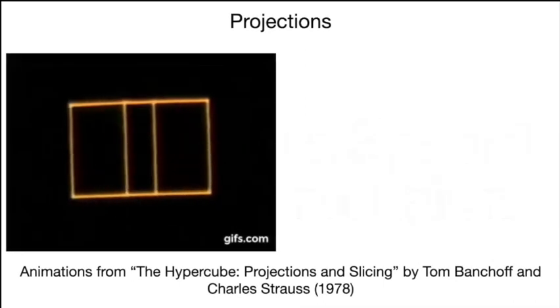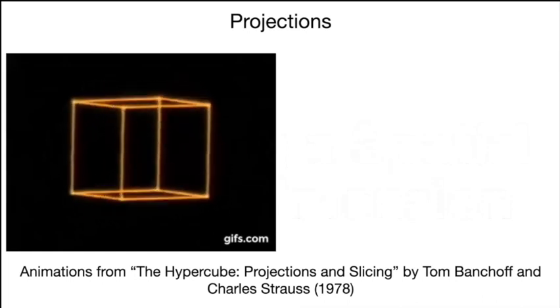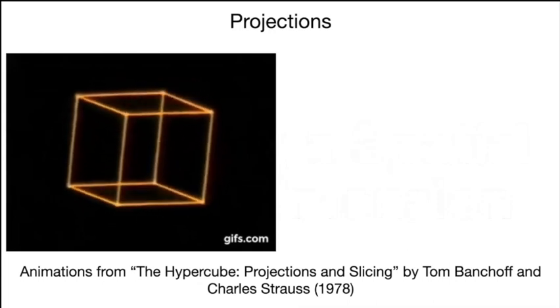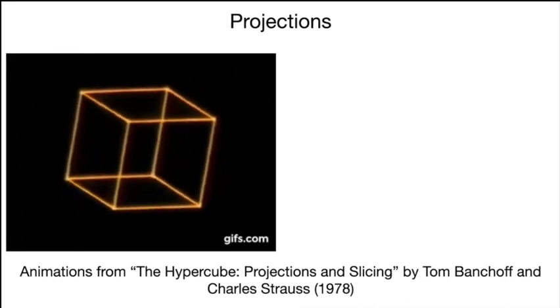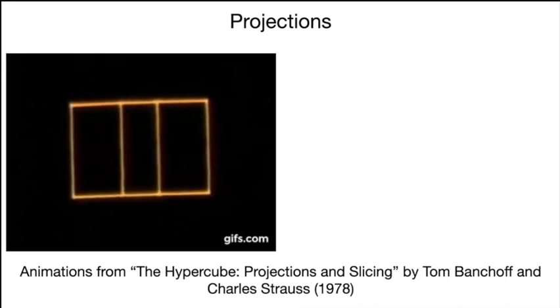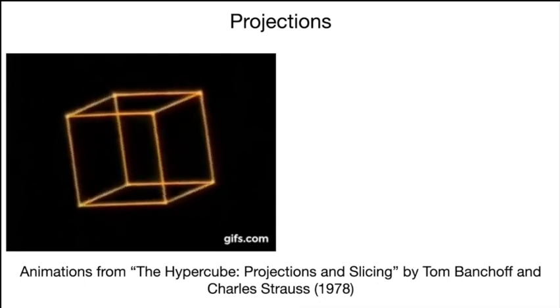So one method would be from projections. Just to illustrate, this is an example of a three-dimensional cube being projected down onto a two-dimensional plane, right? So it's like the shadow of the cube down in the plane. This is two-dimensional, but it gives us a way to visualize this three-dimensional object. So we're all familiar with this.